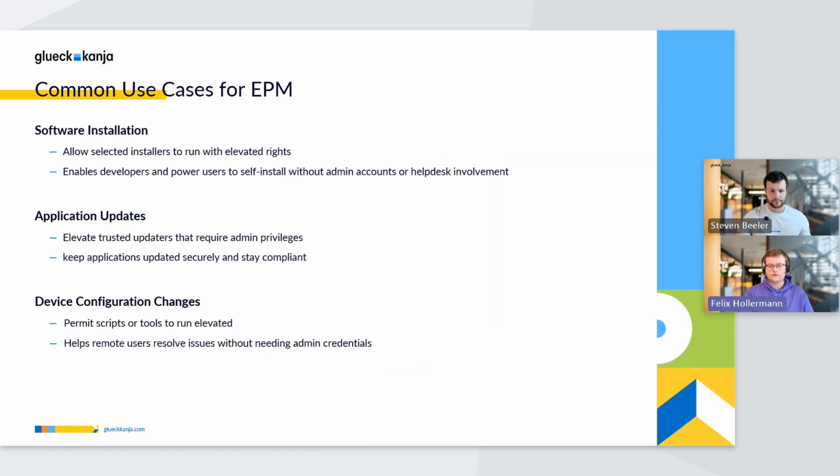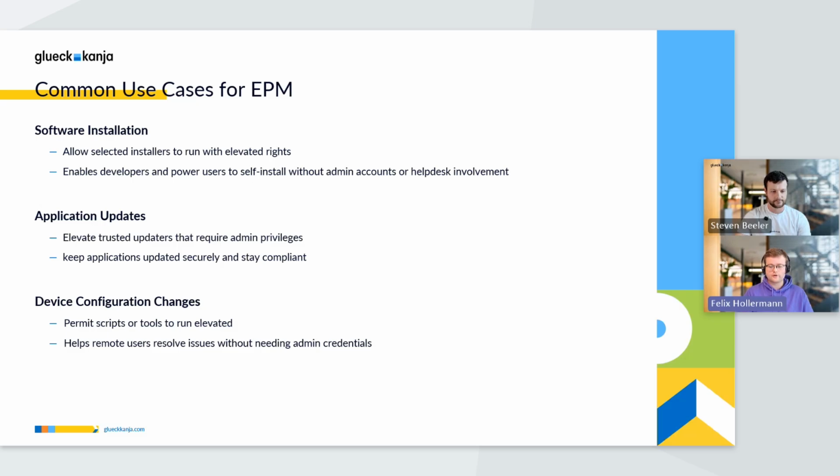Some common use cases for EPM. First of all, software installation. You can allow specific installers like Visual Studio Code or a VPN client to run elevated, so developers or power users can self-install without needing admin rights or help desk support. Application updates or patches: you can enable elevation for known updaters that require admin rights, ensuring users can update apps securely and stay compliant.